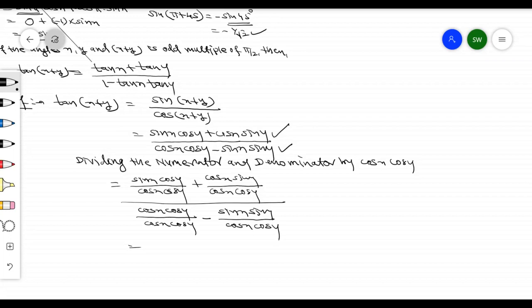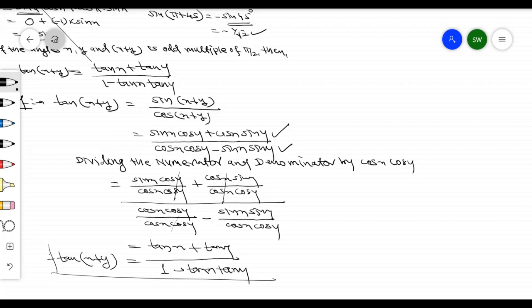So here this cos y will get cancelled. So we'll get here tan x, sin x upon cos x, plus here cos x cancels, sin y upon cos y, that is tan y. Here this will be 1 minus sin x upon cos x, tan x, sin y upon cos y, tan y. So that is tan x into tan y. Therefore tan(x plus y) equals tan x plus tan y upon 1 minus tan x into tan y.